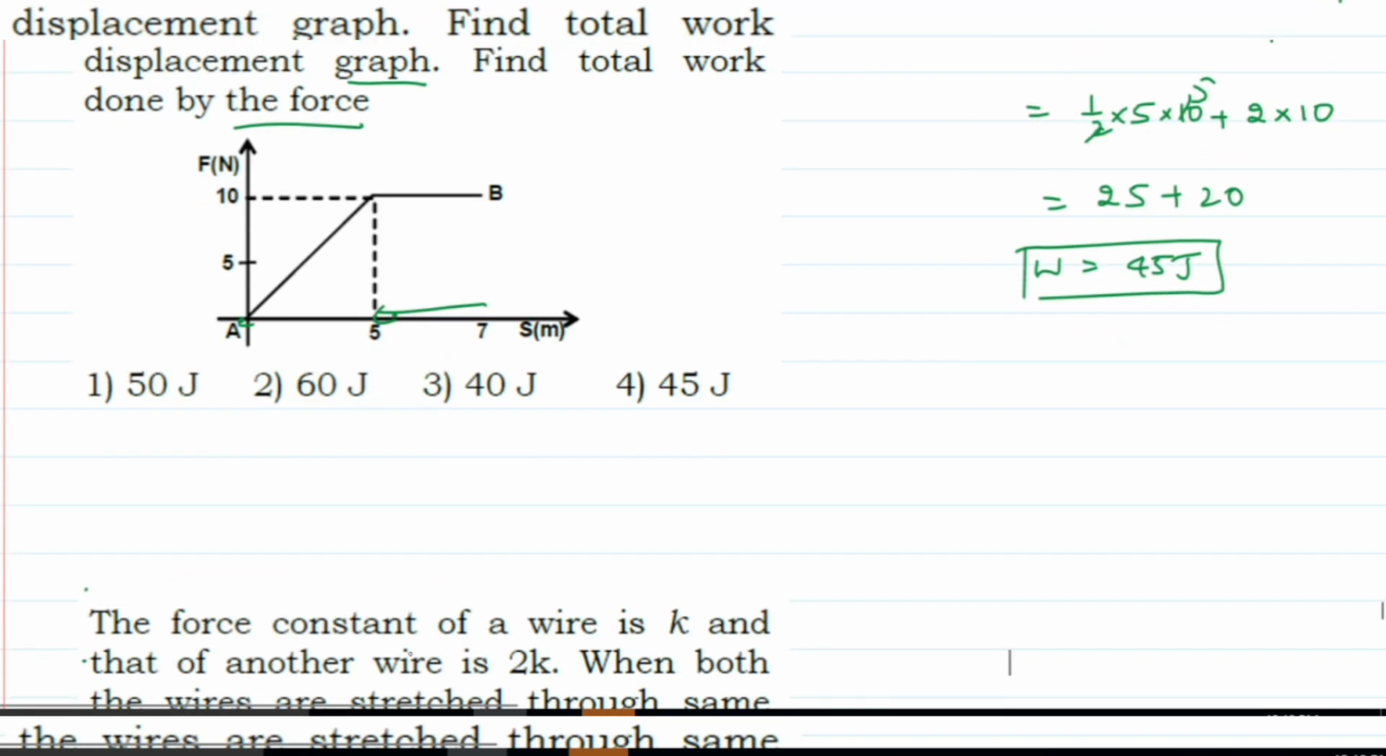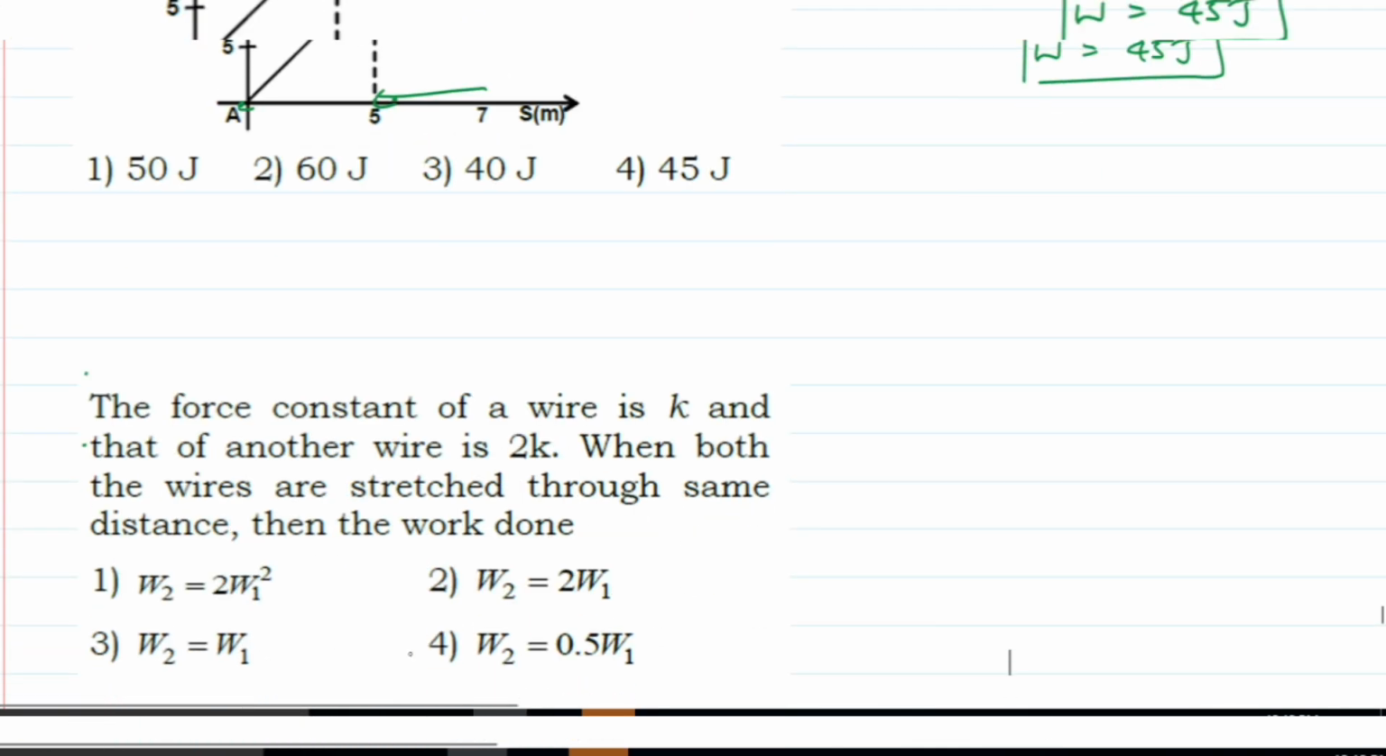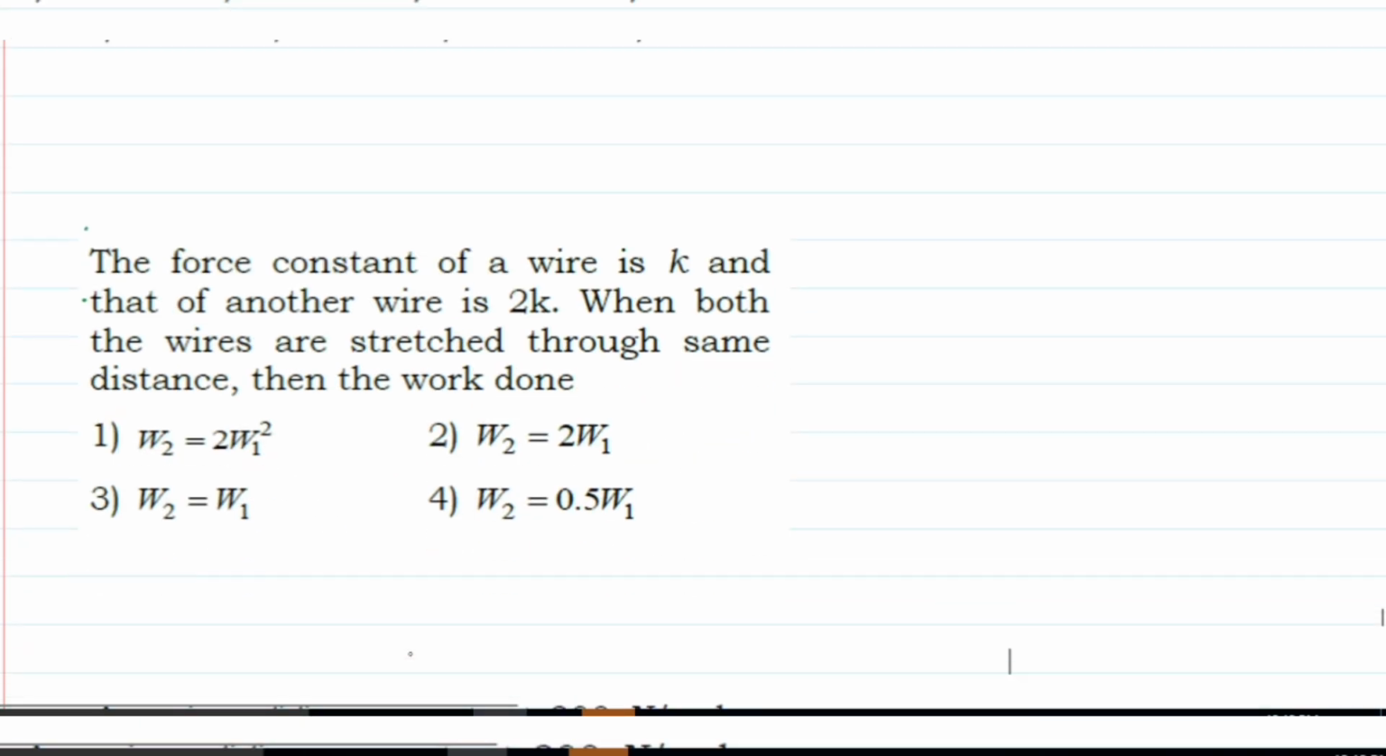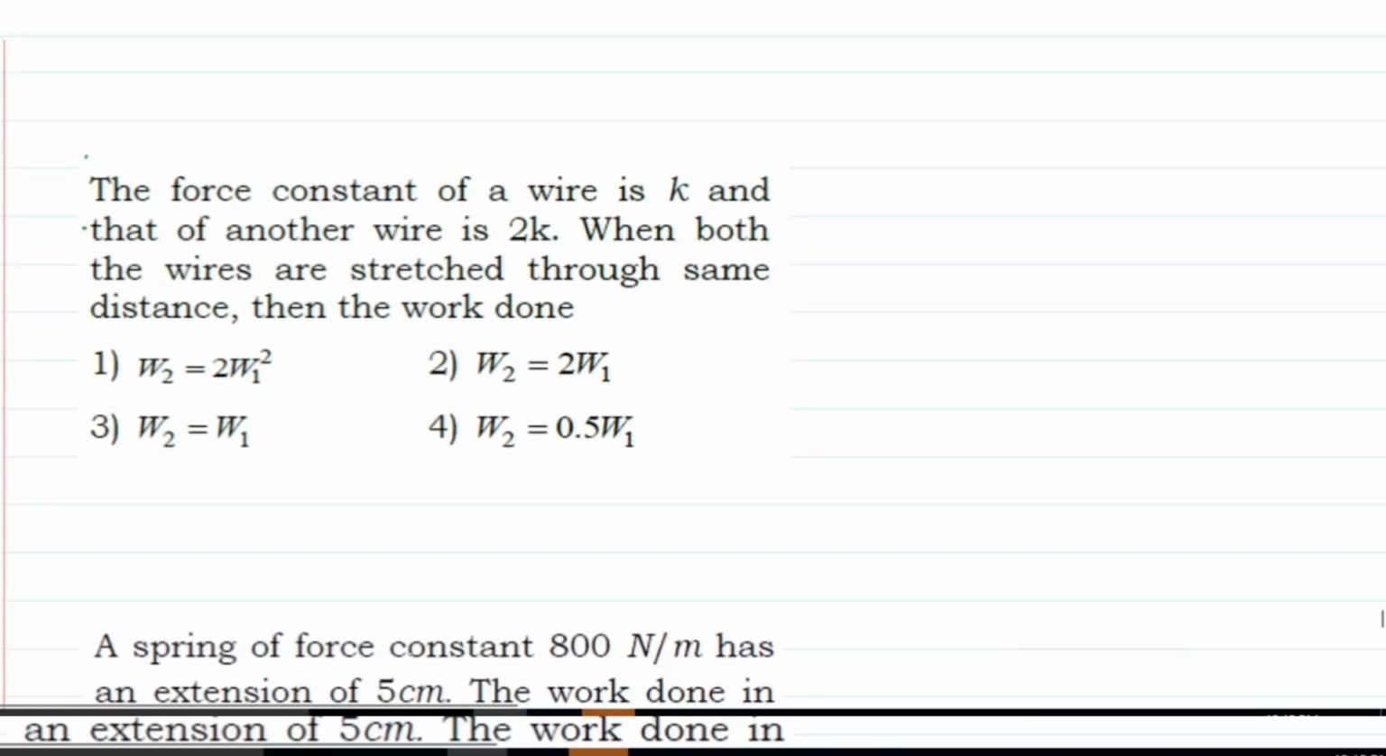Let us see the next question. Here a force constant of a wire is given as K and that of another wire is given as 2K. When both the wires are stretched to the same distance, they are asking about the work done. So the work done to stretch the wire.